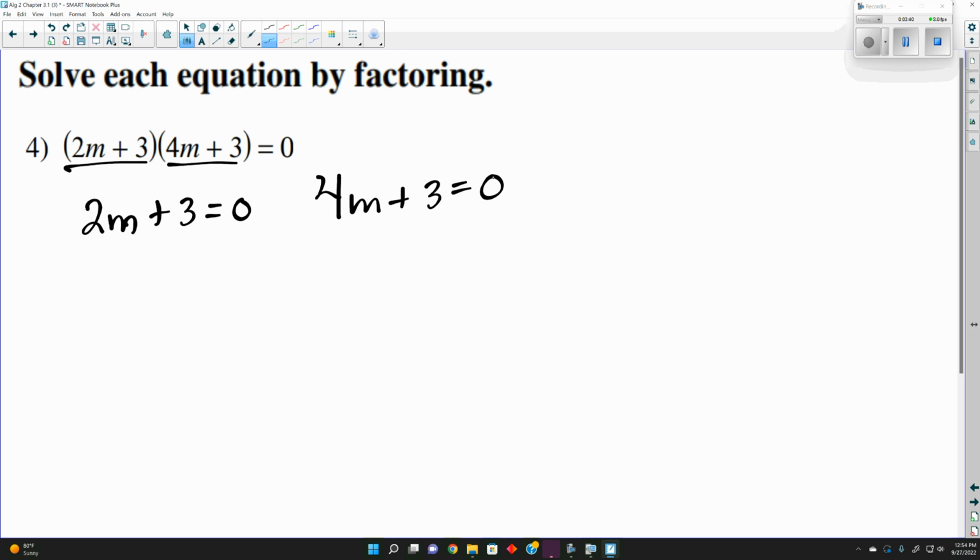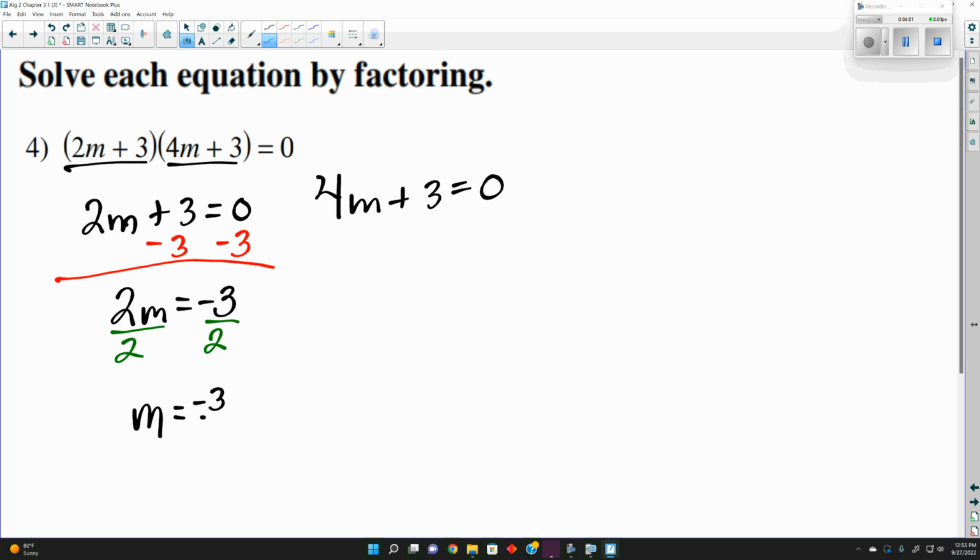And we solve. So for the first one here, we can subtract 3 from both sides, which will tell us that 2m is equal to -3. Then we divide both sides by 2, which tells us m is equal to -3/2.